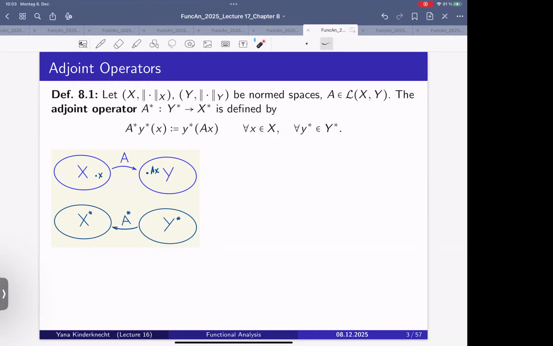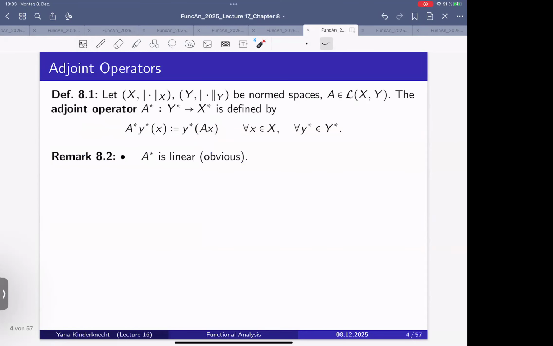Okay, so let us discuss this definition in more detail. First of all, from this formula, it should be obvious that A star is a linear mapping. That is, if instead of Y star we consider a linear combination of two different Y stars, then due to the right-hand side, you see that linearity is satisfied. So is it clear? Yes. Okay.